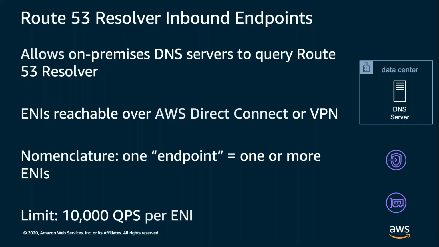There is a limit per ENI in that endpoint of 10,000 queries per second, but that can scale up per ENI. So within an endpoint, you'd want two ENIs for high availability, which would give you 20,000 queries per second. But you can scale that up if you needed more queries per second. There's actually a CloudWatch metric that you can monitor and alert when you exceed those thresholds in case you wanted to monitor that and were unsure of how much capacity you needed within your infrastructure.